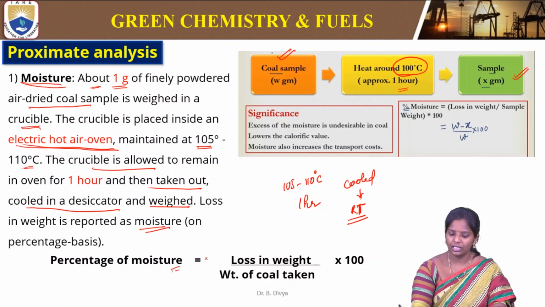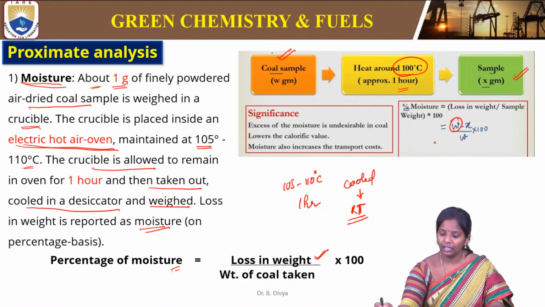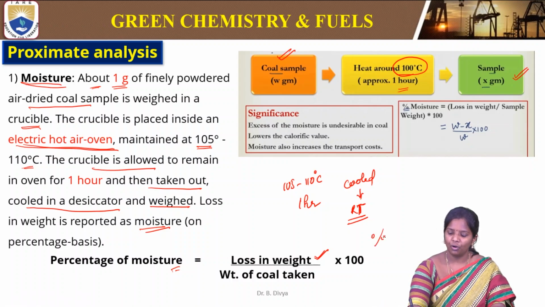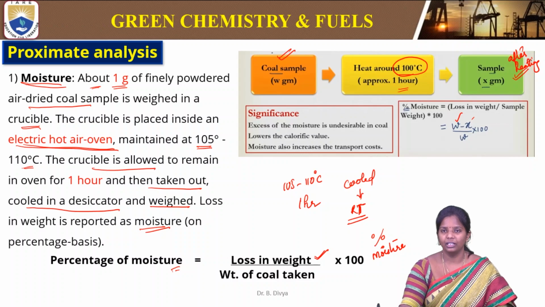So the percentage of moisture is the loss of weight. How do we calculate the loss of weight? W is the weight of the sample that we take and X is the weight of the sample after drying, after heating. The difference of these two gives the weight that is lost. Divided by the sample weight and multiplied by 100 gives the percentage of moisture in that particular coal.